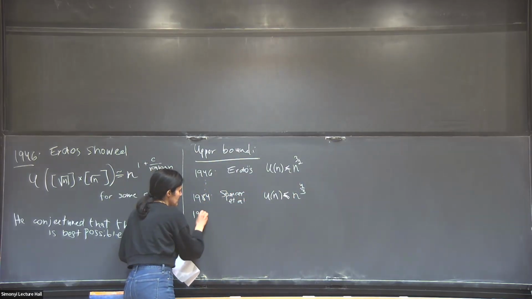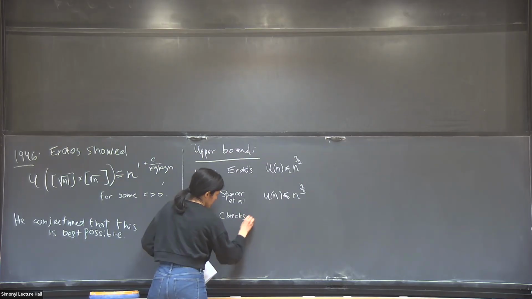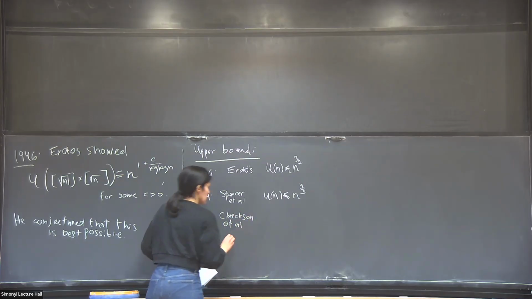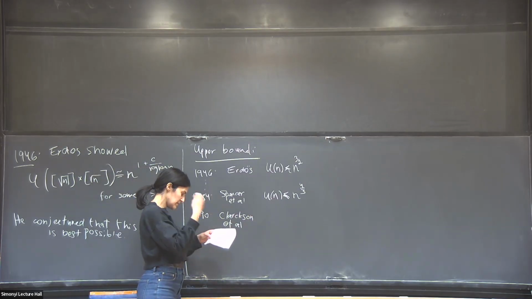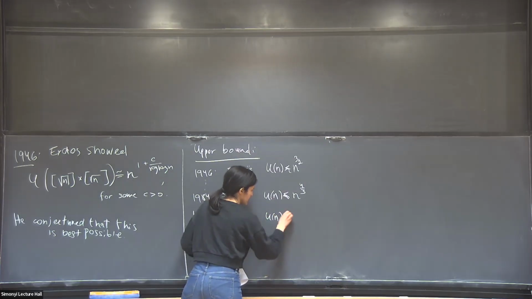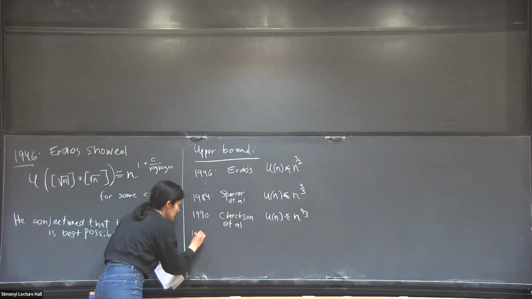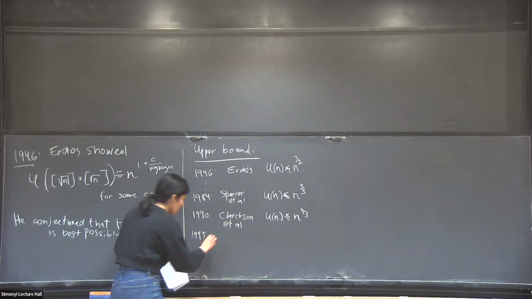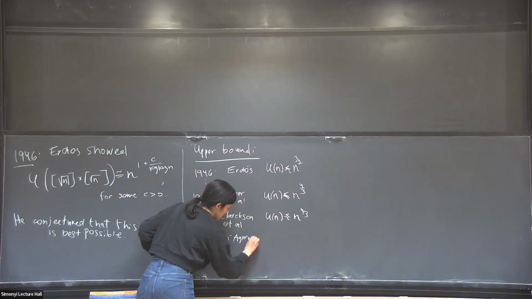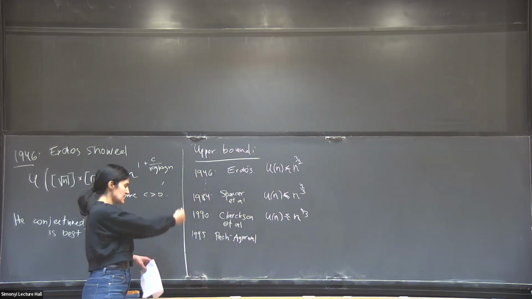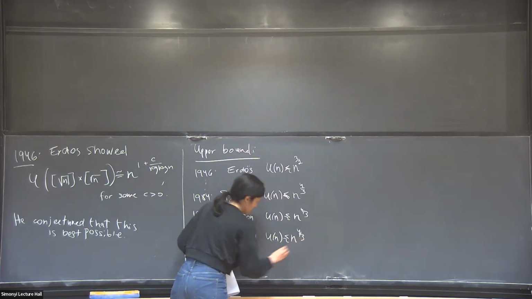Then in 1990, Clarkson et al. suggested to use a partition technique of the plane to tackle this problem, but their technique gave the same bound, n to the power 4/3. Then in 1995, Pach and Agarwal suggested to look at epsilon-nets to tackle this problem, but the technique gave n to the power 4/3.